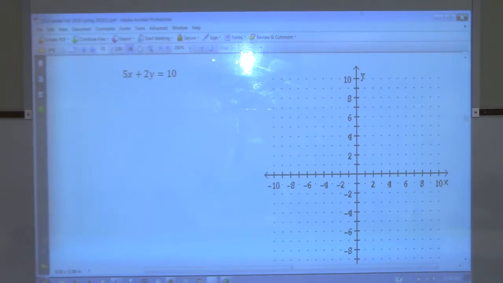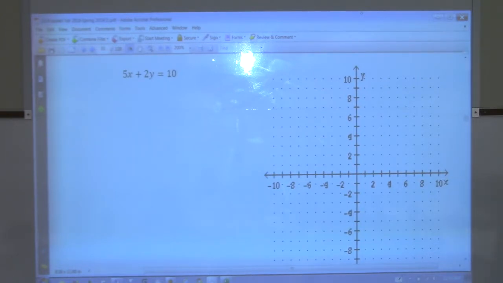I'm going to call on you, and I'm going to ask you for either the x or y intercept if you're in this stack here. If you need help or anything, raise your hand. Most of you done?